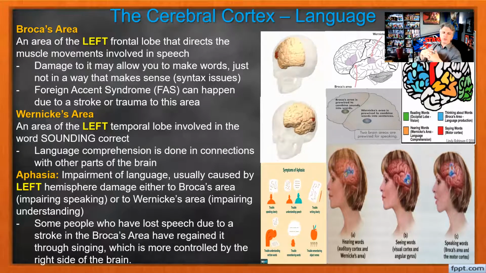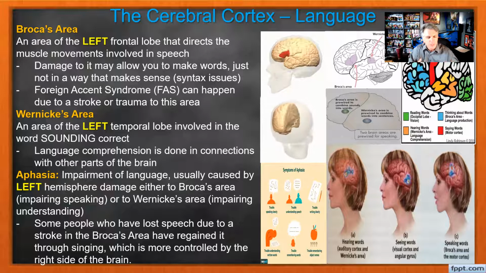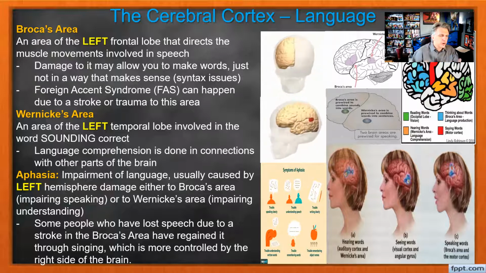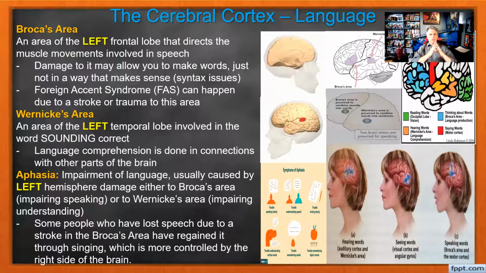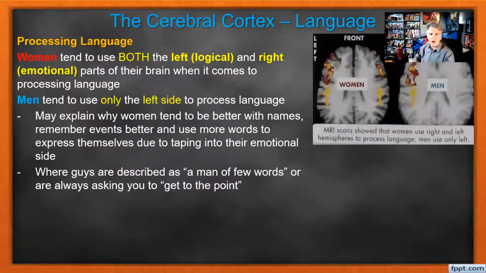Now, for someone who suffers from aphasia, which is an impairment of language, this is usually caused because the left hemisphere is damaged to either the Broca area, which impairs our speaking, or the Wernicke area, which impairs our understanding. Some people who have lost speech due to a stroke in the Broca area regain it through signing, which is controlled by the right side of our brain.